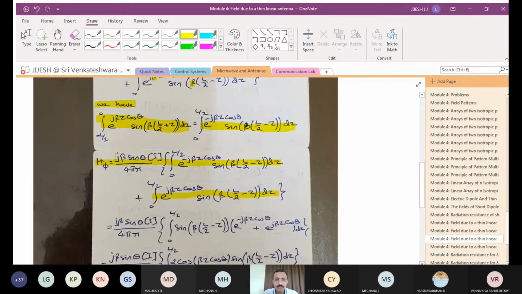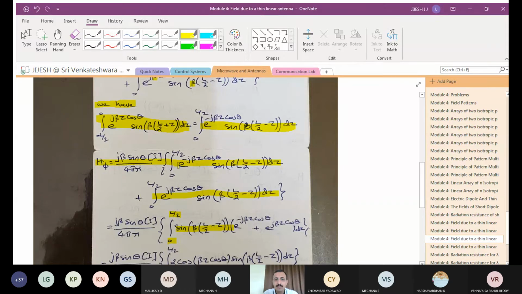What I have done: the same term, j beta sine theta I by 4 pi r, I have written it the same as it is. Integral of 0 to L by 2, this is also integral of 0 to L by 2. So why can't I combine these two terms? Here, in the integral of 0 to L by 2, I have taken sine of beta L by 2 minus z.